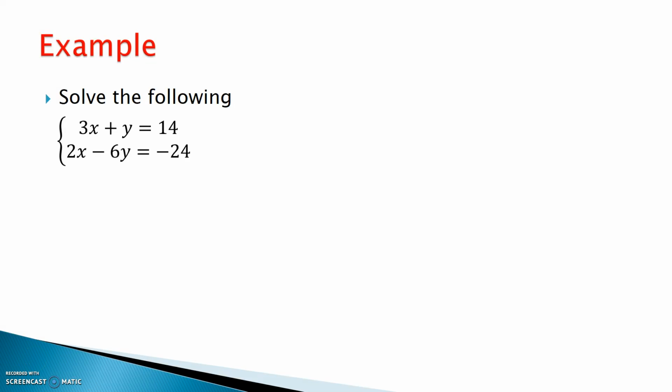All right, so here we have example 3. So again, now I have 3x plus y is equal to 14. I have 2x minus 6y is equal to negative 24. All right, let's be careful here. Which variable should I solve for?